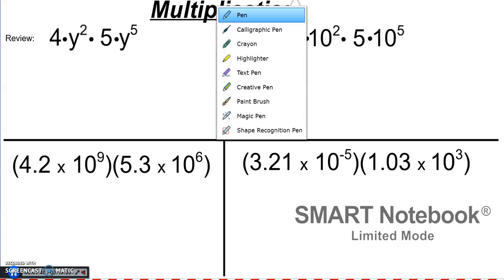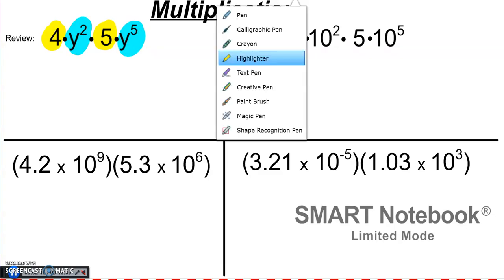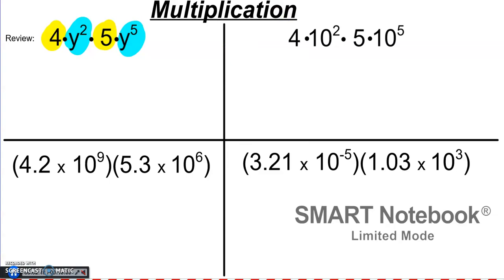So let's just review our rules within multiplying exponents or just integers in general. We have 4 times y squared times 5 times y to the 5th. We know we can multiply the 4 and the 5 together. Those are integers. So we're going to multiply 4 and 5. Likewise, we have y squared times y to the 5th. So we're going to be multiplying them together. So let's just start to jot down some things that we're doing. So we're doing 4 times 5, and we all know that's 20.